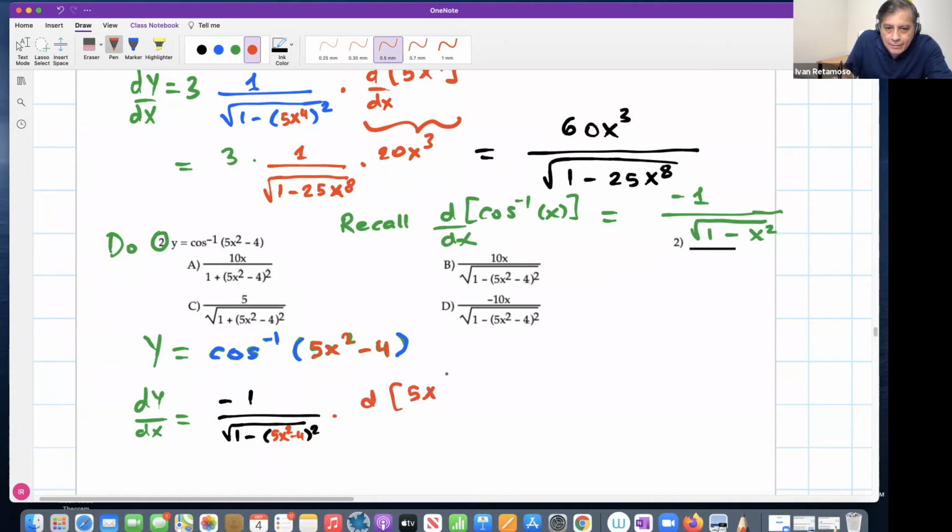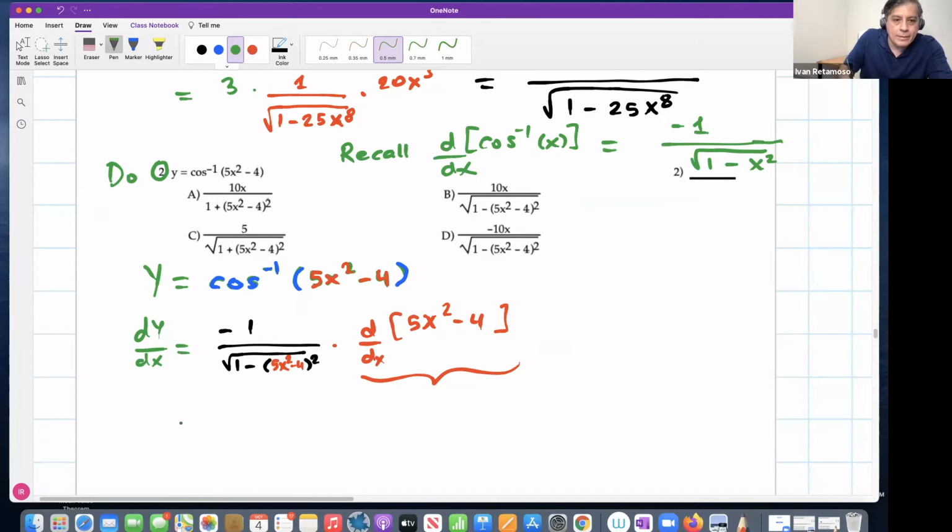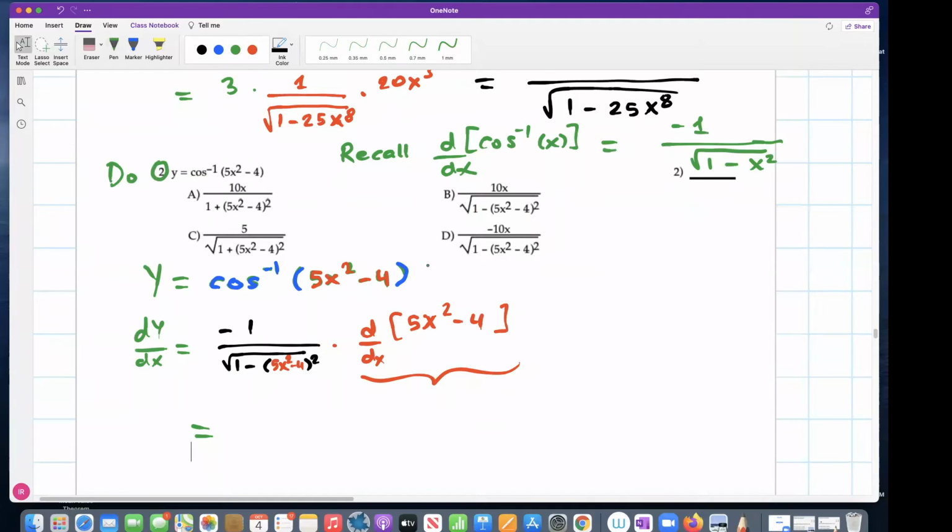So anyone could tell us what is the derivative of the inside function here? Either verbally or in the chat. 10x. 10x, right? That's it. Derivative of 4 is 0, right? Excellent, excellent. German, Robert, Marcos, very good, guys.